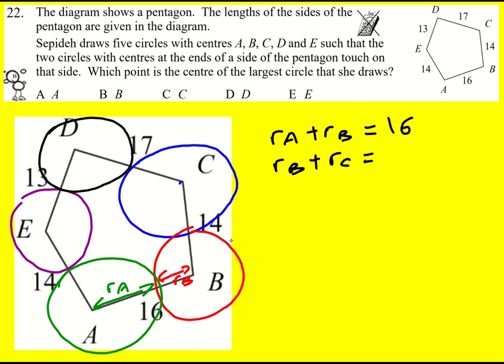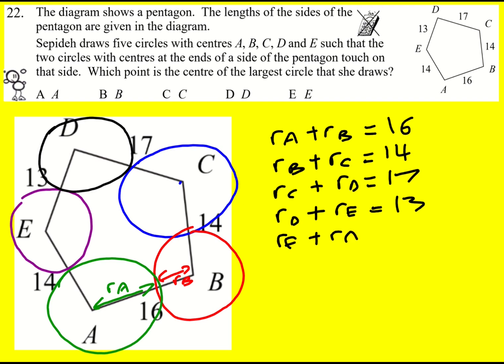RB plus RC is 14. And we just carry on round. Plus RE is 13. Okay, there we go. 5 simultaneous equations, 5 unknowns.